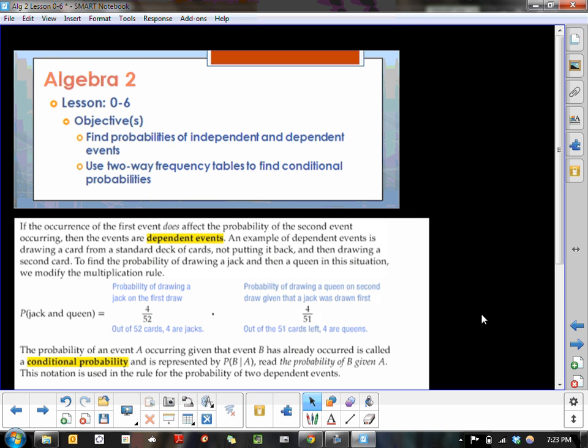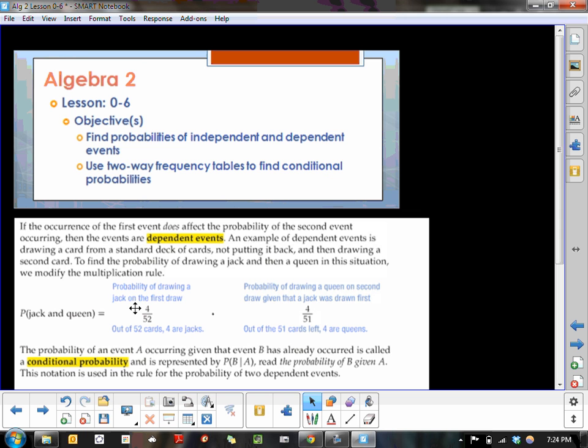An example of dependent event is drawing a card from a standard deck of cards, not putting it back in, and then drawing a second card. So if we don't put the card back in, our chances of getting another card, or another probability, have changed because we've gone from a 52 card deck to a 51. So to find the probability of drawing a jack and then a queen, in this situation, we modify the multiplication rule that we looked at. From our previous one, when they're independent, we simply multiply the probability of jack times the probability of queen. But because these are dependent events, we have to modify a bit.